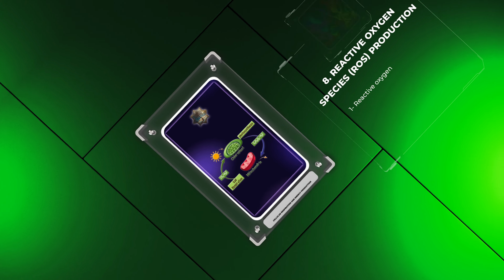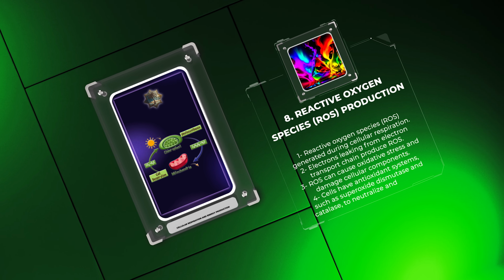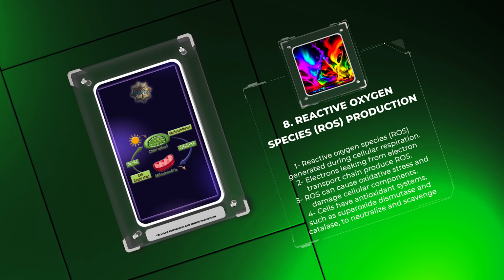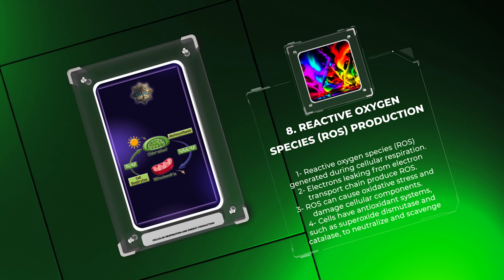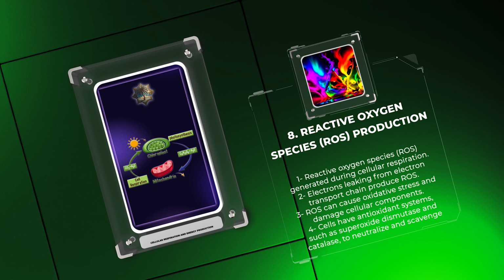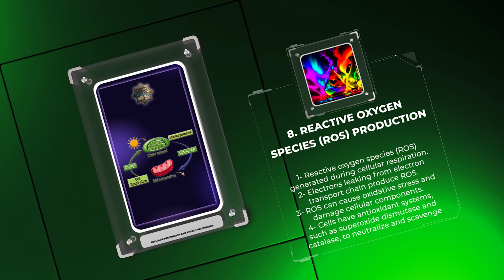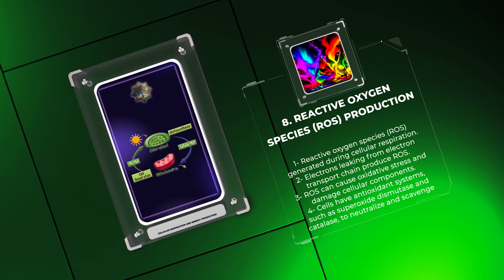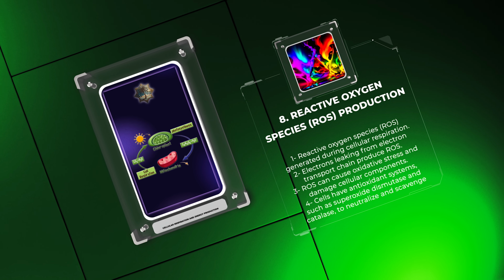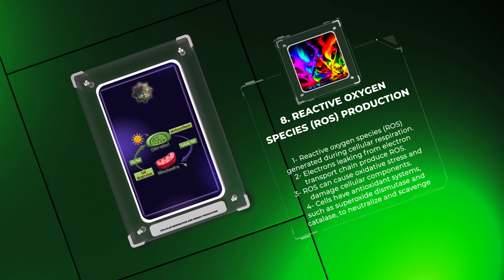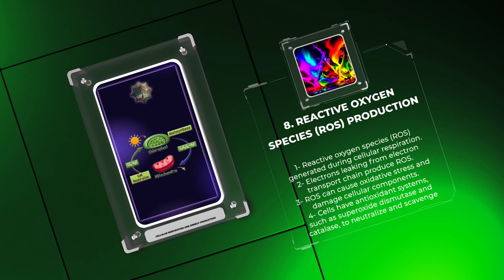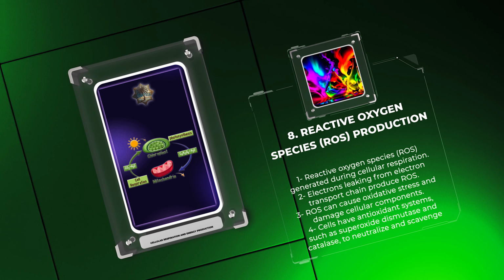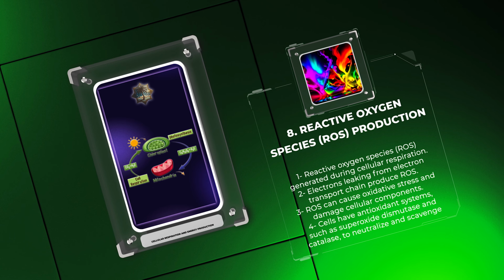During cellular respiration, a small proportion of electrons leak from the electron transport chain, leading to the generation of reactive oxygen species, ROS, such as superoxide anion, O2-, and hydrogen peroxide, H2O2. While ROS play important roles in cellular signaling, excessive production can lead to oxidative stress and damage cellular components, including DNA, proteins, and lipids. To counteract this, cells have evolved various antioxidant systems, including enzymes like superoxide dismutase and catalase, to neutralize and scavenge ROS.